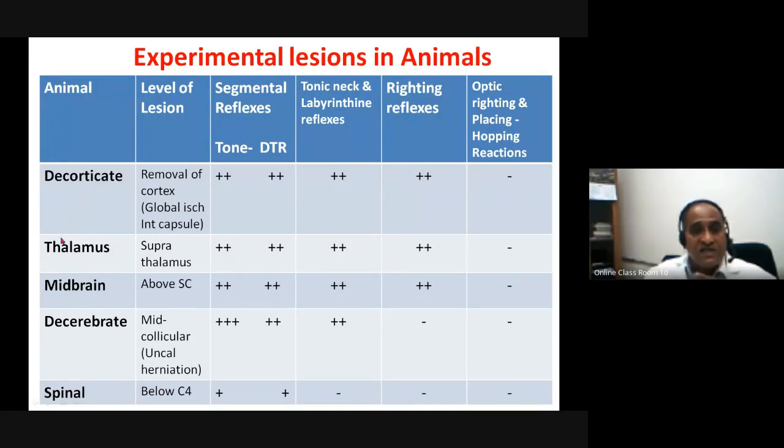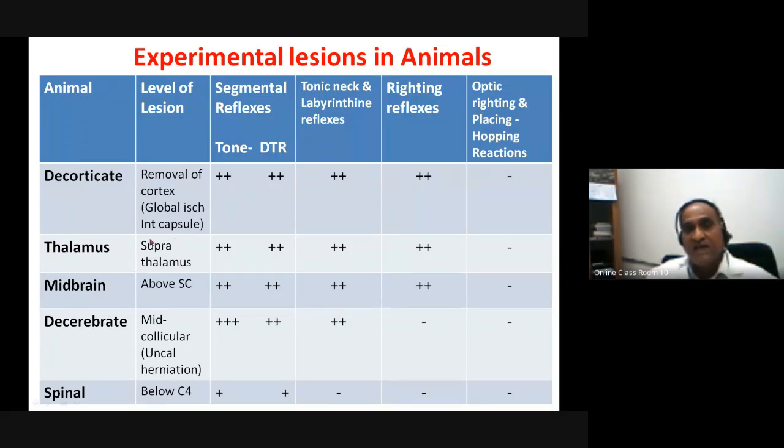Then comes the second preparation. I did not talk about the thalamic animal. I will just say that the lesion is above the thalamus. It's cut above the thalamus, so that the thalamus is intact. If the thalamus is intact, this part is especially utilized for understanding pain and some part of the EEG pattern.